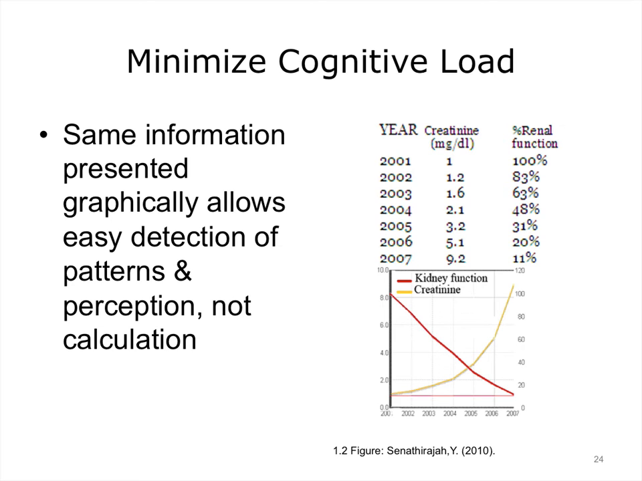We have this one, which has the same information presented graphically as well as in table form. On the top is a table showing the patient's creatinine values and renal function over several years. On the bottom are the same values graphed, allowing one to see patterns at a glance. And this is why visual display with data is often so important.